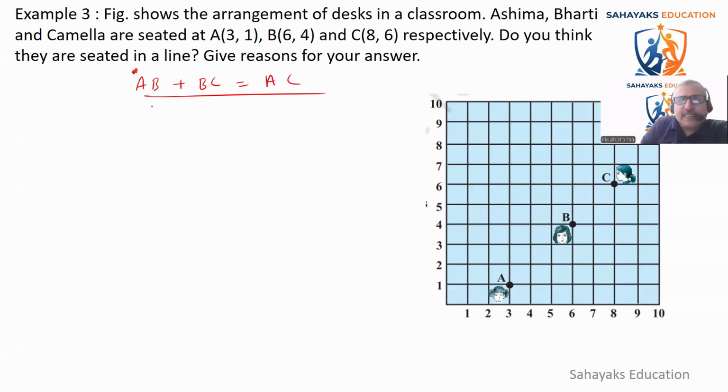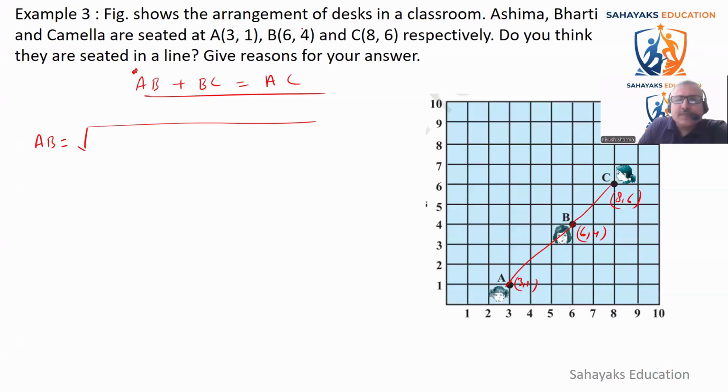Let's find out whether. So the distance between A and B, let's find it. What is AB? I'll just put the points. A is 3, 1. B is 6, 4. And C is 8, 6. So let's find the distance between A and B.